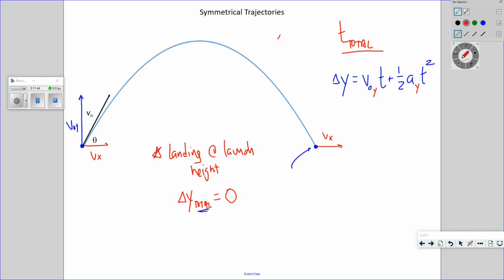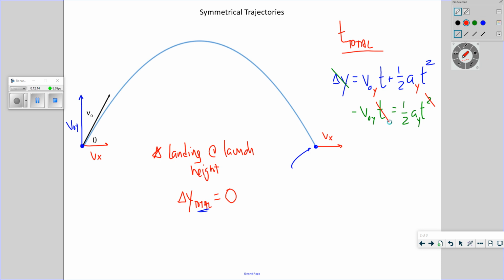Delta y is sort of like saying change in position in the vertical, but instead of saying delta x y, we just call it delta x, or delta y, why not? Okay, well, check it out. Delta y is 0. I can subtract v naught y t from each side, and look, there's a common factor of t on each side.